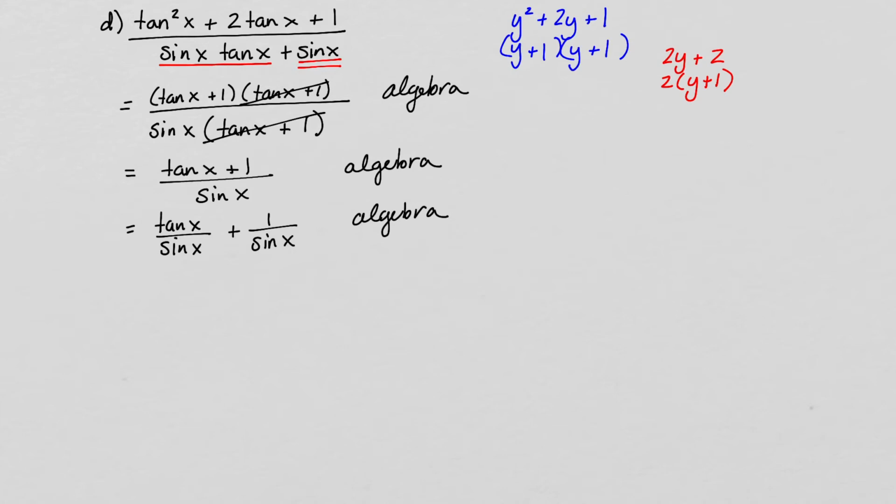And then a helpful trick sometimes is to think of when you have a fraction like tangent x over sine x, this is really the same as tangent x times 1 over sine x, plus 1 over sine x. So again, all I've done is some algebra.